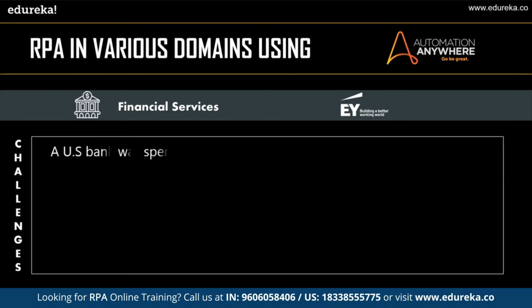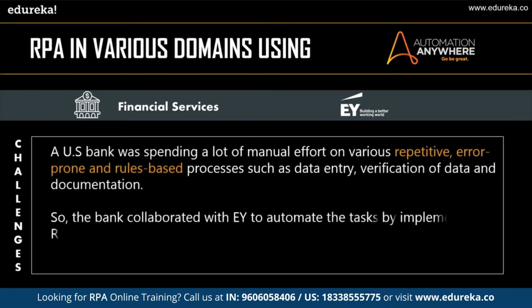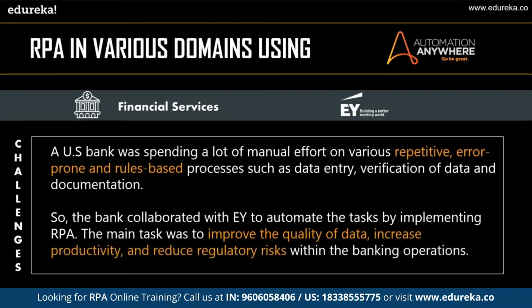Now, one of the main challenges observed by EY was that a US bank was spending a lot of manual effort on various repetitive, error-prone, and rules-based processes such as data entry, verification of data, and documentation. So, the bank collaborated with EY to automate the task by implementing RPA, and the main task was to improve the quality of the data, increase productivity, and reduce regulatory risk within the banking operations.